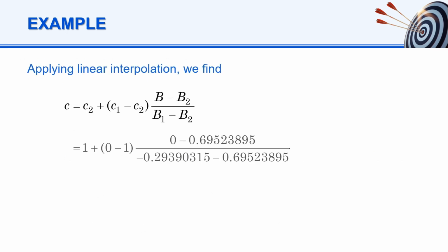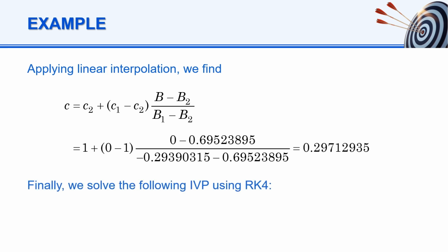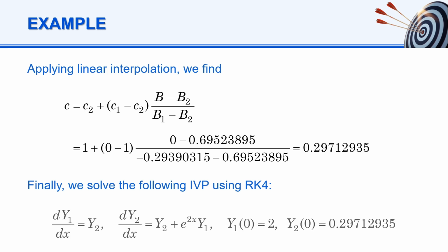Applying linear interpolation, we find the boundary value to be 0.2971, 2935. Finally, when we solve the following initial value problem with h equals 0.05 using RK4, we find a numerical solution that is accurate to 4 to 5 decimal places. With this note, we conclude this video lecture.